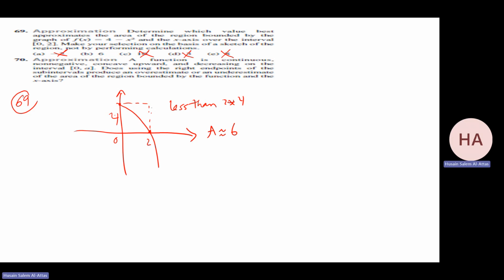Okay. Approximating a function. A function is continuous, non-negative, concave up, and decreasing. That's the most important thing. Decreasing. Okay. On the interval 0 to a. 70. The function is doing something like this. It's concave down.